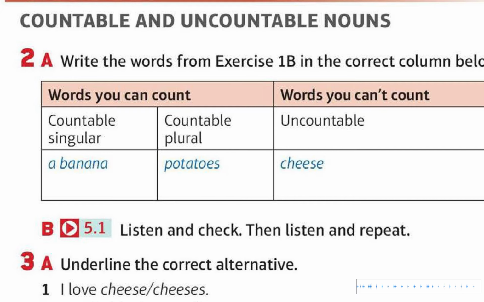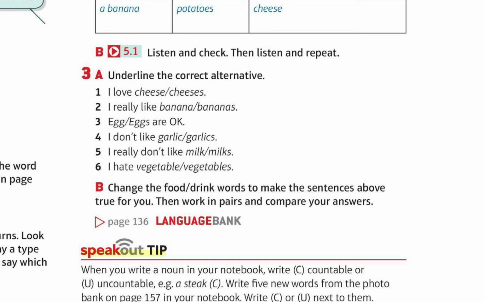Unit 5. Food. Recording 1. Countable singular nouns. A banana. An apple. A pear. Countable plural nouns. Potatoes, eggs, strawberries, peppers. Uncountable nouns. Cheese. Butter. Garlic. Milk. Chicken. Salmon. Broccoli. Fruit juice.